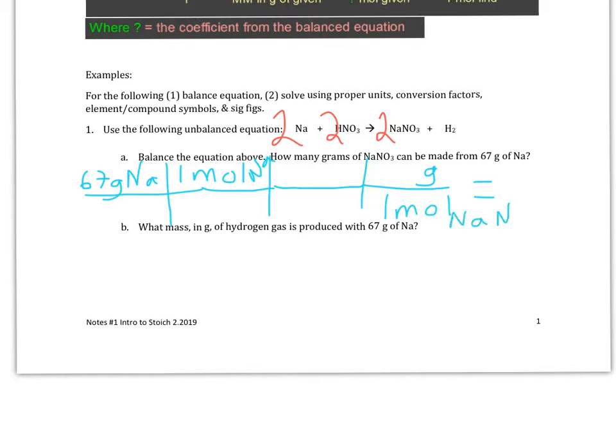My finger's a little chubby. It's hard to get it all in here. NaNO3, that looks a little ugly. And down here I'll have grams, and that'll be grams of Na. That's why I've always written my elements or compounds in there so I don't lose track.